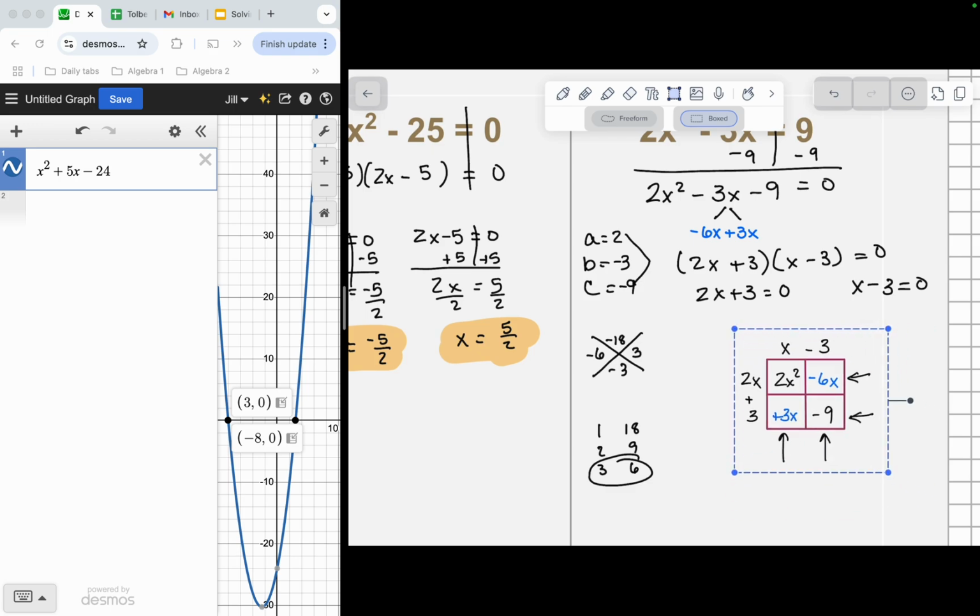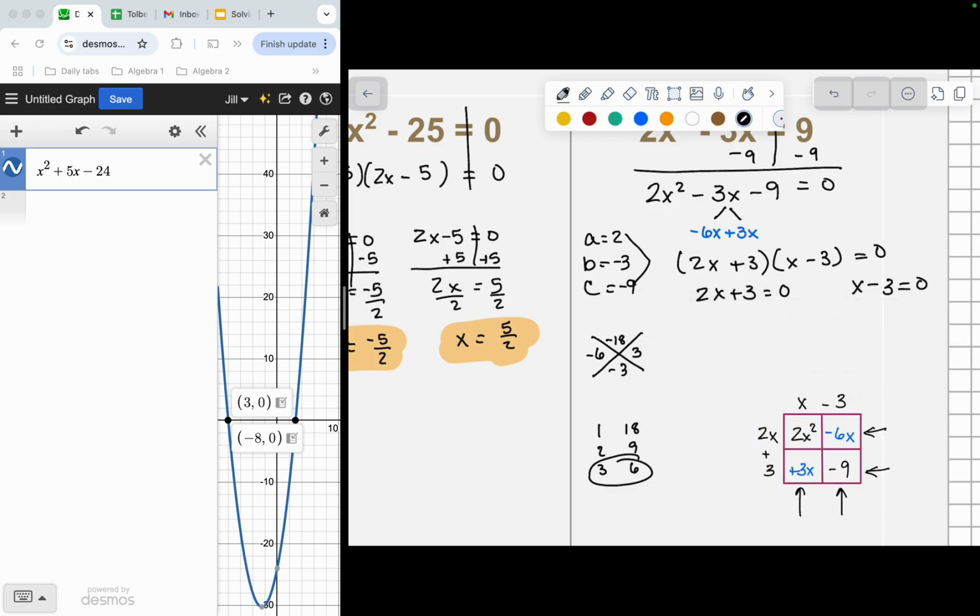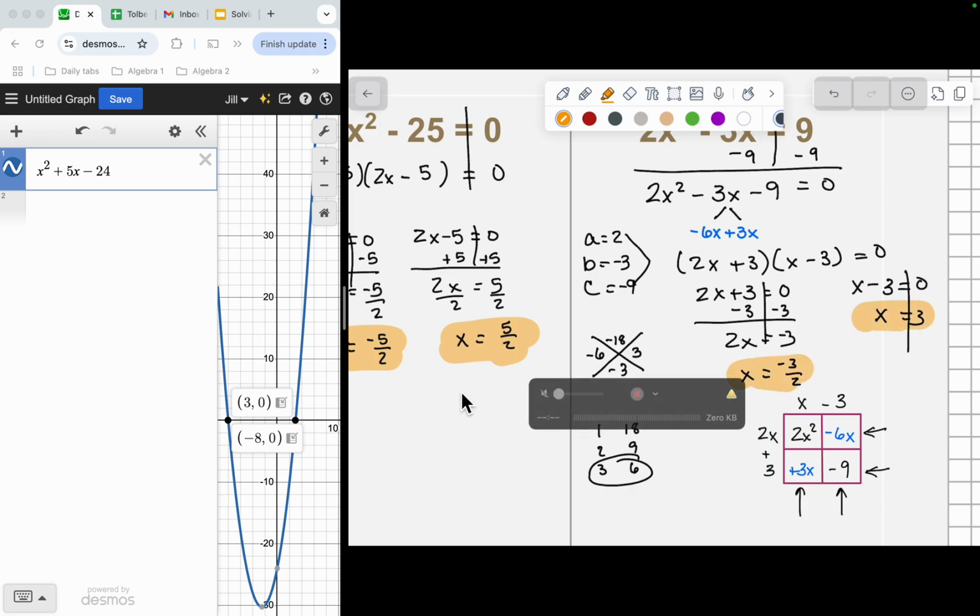And then solving both of those, I subtract 3 from both sides. 2x equals negative 3, so therefore x is negative 3 halves. Or adding 3 to both sides, I get x equals 3. So my solutions are positive 3 and negative 3 halves.